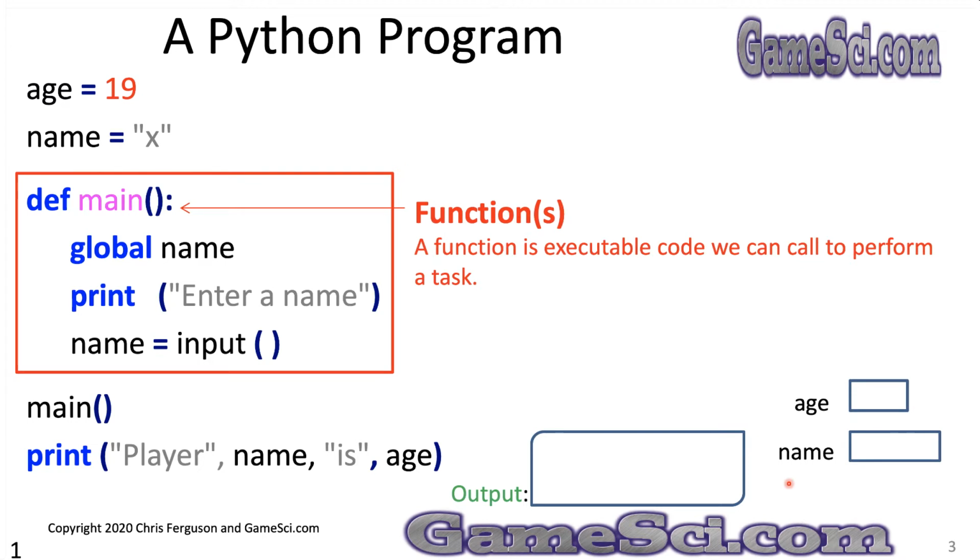Functions. A function is executable code we can call to perform a task. I put the S in parentheses here because we only have one function in this example. A good Python program will have many functions. This function is called main, and it will not execute until main is called.